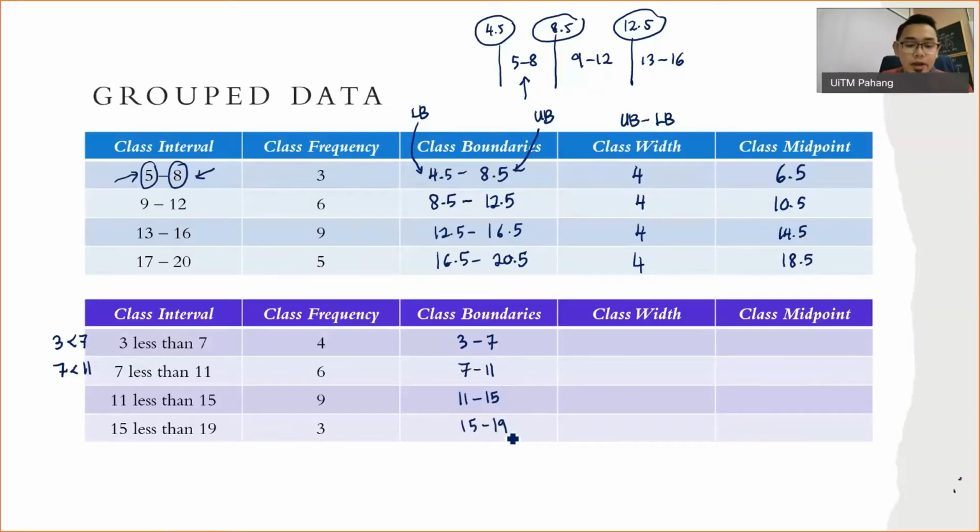So you don't have to find what numbers separate 7 and 7, because that 7 is already the class boundary. The class width will be the upper boundary minus lower boundary, which is 4. So also 4 for this case. What about the midpoint? What is the number in the middle of 3 and 7? Is it 4, 5, or 6? Of course, it's 5. So this one will be 9, this one will be 13, and this one will be 17. That's the number in between 15 and 19, the midpoint. So this is how you calculate the class boundaries. I hope you get a clear idea what class boundaries are.